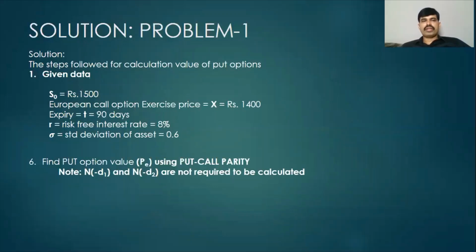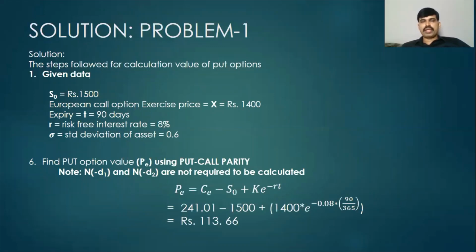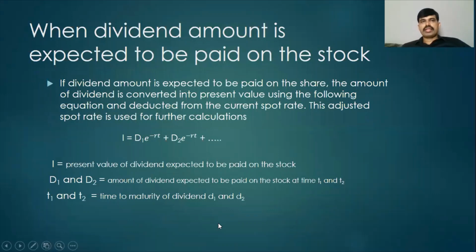Now, there is another way in which the put option value can be calculated, that is using the put call parity relationship. We know that according to the put call parity relationship, when dividend is not provided, the value of the put option is nothing but the value of the call option minus the spot price plus the discounted value of the exercise price, and the value of the put option we will be able to get is 113.66.